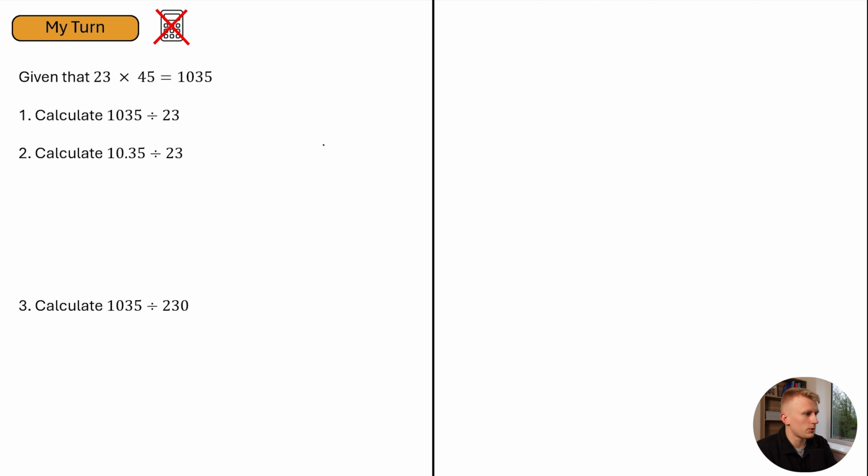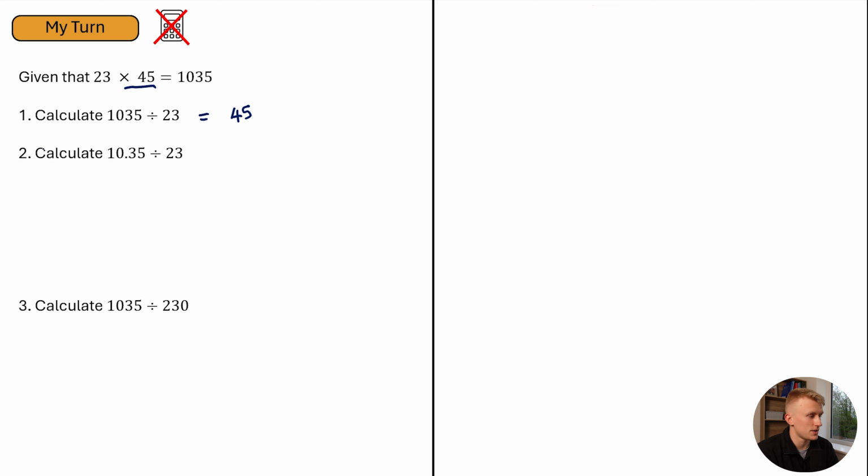Given that 23 multiplied by 45 is 1035, calculate 1035 divided by 23. So really what we're asking there is how many 23s go into 1035? Well, we know that 45 23s make 1035. So our answer is 45. 23 goes in 45 times.